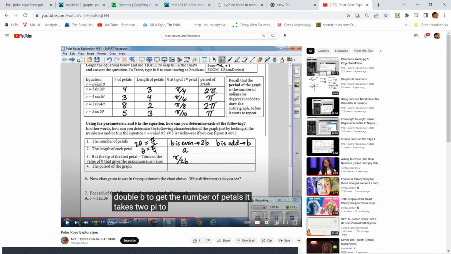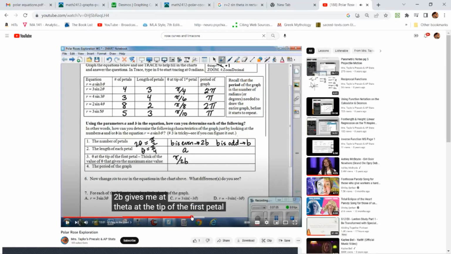So again, remember the maximum is pi halves. Here, this is where this can get a little bit tricky. So here, let me back it up so she can explain this. Pi over 2. 4 times pi over 8 would give me pi over 2. 5 times pi over 10. Now, the period of the graph, we're not going to worry about the period. We'll take a look.